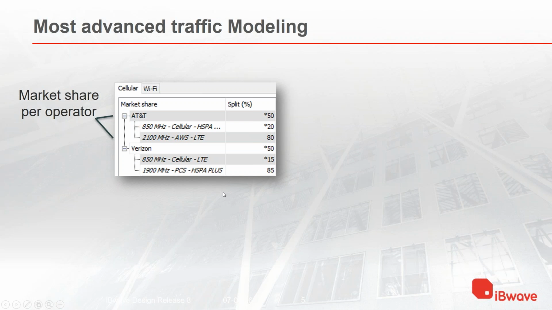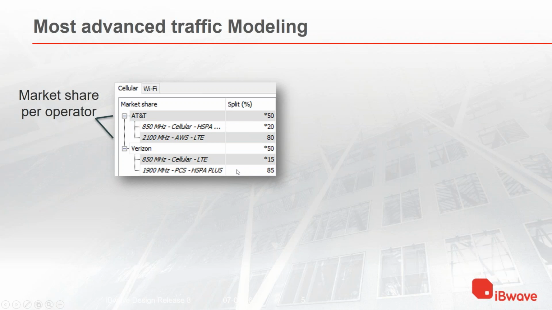So if you look at the example here, you have two network operators, in this case AT&T and Verizon, and each one will have two services, one on LTE and one on HSPA. So a very standard, let's say, type of deployment.